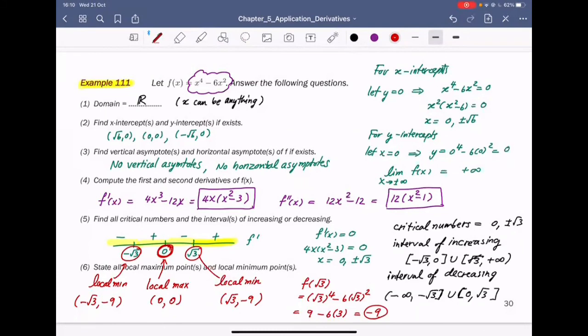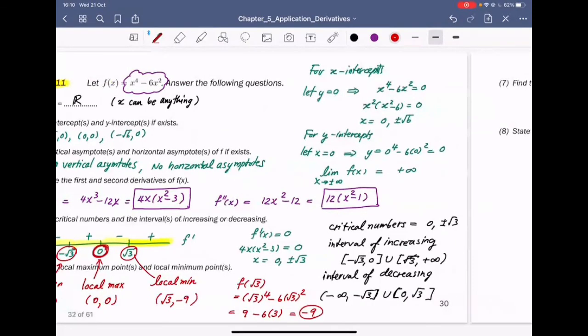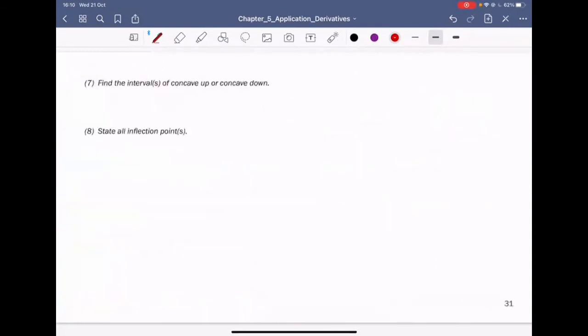All right. Next, we are going to look at the concavity. Almost there. Find the interval of concave up and concave down. From the previous slide, we have f double prime of x to be 12 times x squared minus 1. This is going to be 12 times x minus 1 times x plus 1, right? And then when you draw the line here, you're going to have negative 1, 1, and then plus, minus, plus.